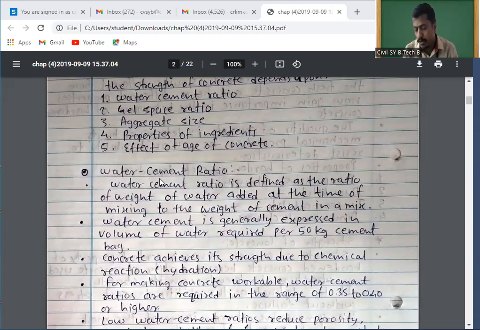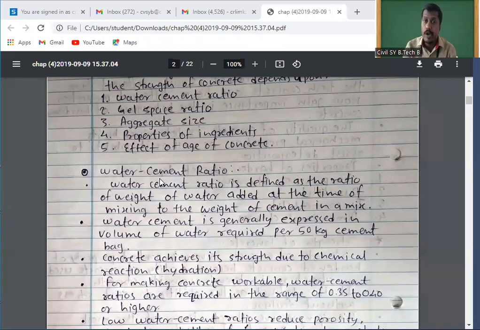If you are going to add more water in your concrete, what will happen? The concrete becomes highly workable. And it may happen that there are some chances of segregation or bleeding which can happen in the concrete body.